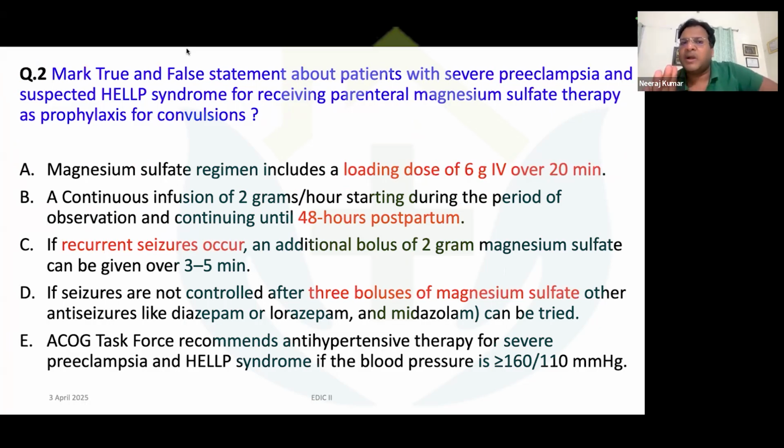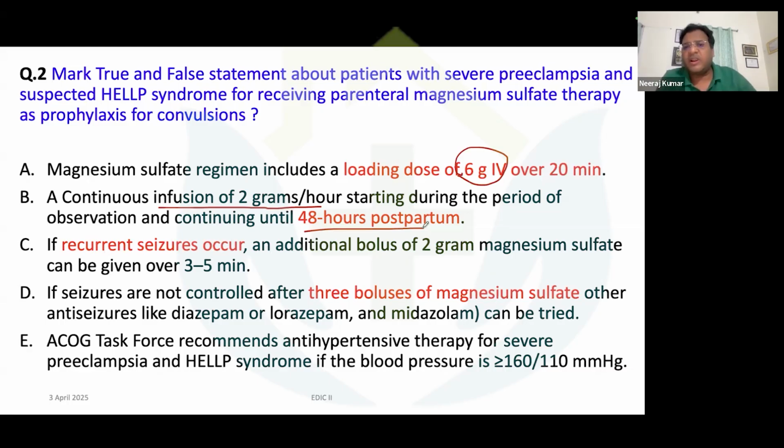Mark the true and false statement about the patient with severe preeclampsia and suspected HELP syndrome receiving parenteral magnesium sulfate therapy as a prophylaxis for convulsion. Here, the magnesium sulfate regimen includes a loading dose of 6 gram IV over 20 minutes. That is the first option. Second, you can give magnesium sulfate continuous infusion of 2 gram per hour, starting during the period of observation and continuing till 48 hours.